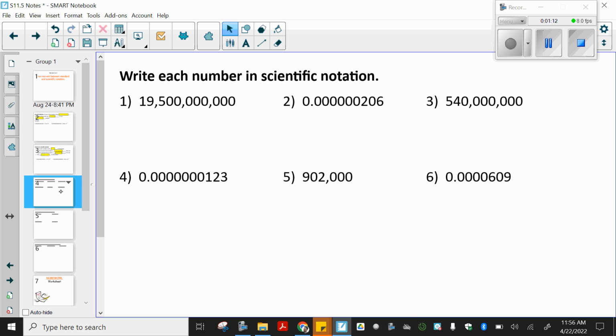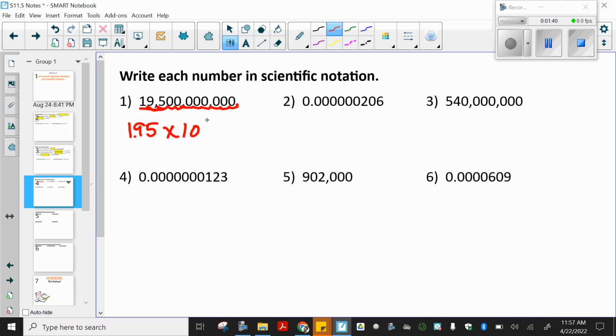Let's try some. So here we have 19,500,000,000, right? Let's write it. We're going to take the 195 right here, write that. I'm going to put my decimal here, and I'm going to count to that spot starting at the end here. So normally the decimal would be right here. I'm going to count 1, 2, 3, 4, 5, 6, 7, 8, 9, 10. So that moved 10 spots to the left. So I'm going to write times 10 to the 10th. That 10 spot moves here.